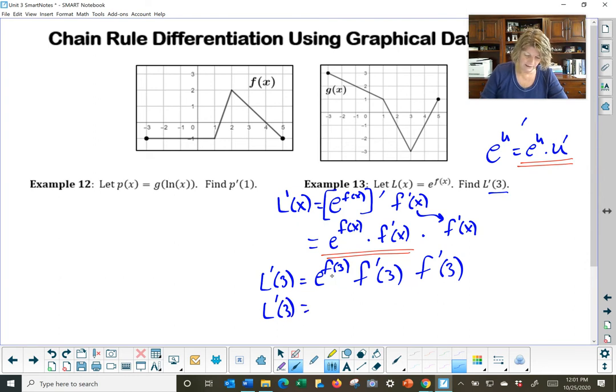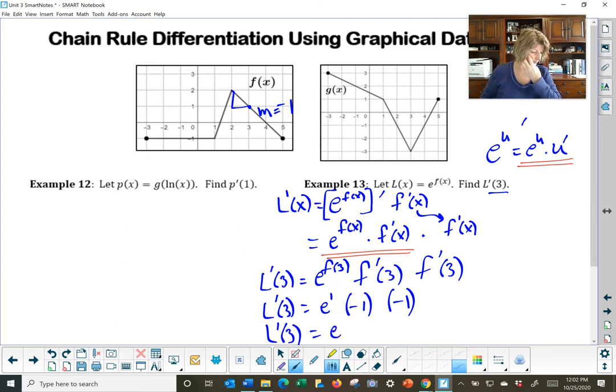E raised to the f of 3. F of 3 is 1, so this is going to be e to the first. I'm going to write it down so you can see where we got that. This has a slope of -1. You probably still have all your slopes showing. -1 times a -1. Looks like our answer is just e.